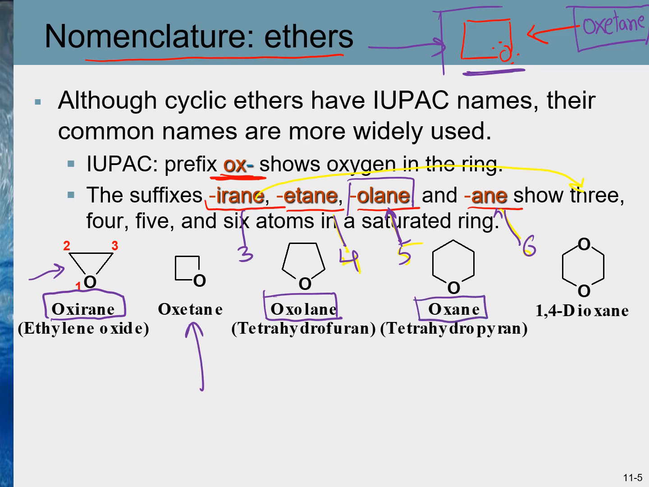One of the famous cyclic ethers is 1,4-dioxane. This is a common solvent which is used in many organic reactions. It's an aprotic solvent.